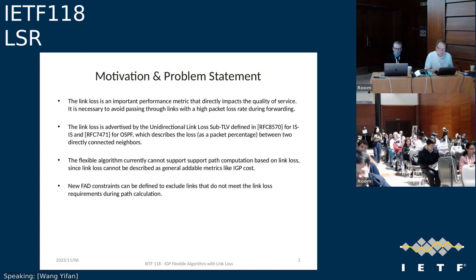The link loss is advertised by the unidirectional link loss sub-TLV we defined in RFC 8570 for IS-IS, and also it is advertised in OSPF, which describes the loss as a packet percentage between two directly connected neighbors. But now the flexible algorithm currently cannot support path computation based on link loss, since link loss cannot be described as general addable metrics like IGP cost. By that I mean the general IGP cost can be added from one to another. For example, the A to C cost can be described as A to B plus B to C. However, metrics like the link loss cannot be described as that. So new FAD constraints can be defined to exclude links that do not meet the link loss requirements during path calculation.